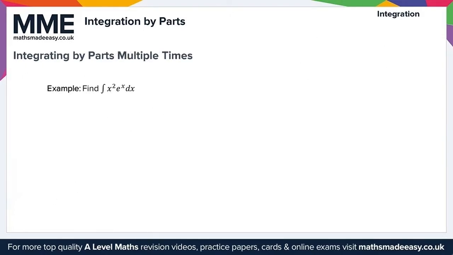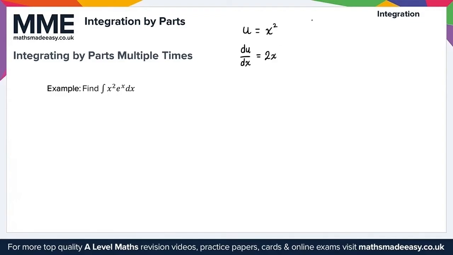And finally, taking a look now at integrating by parts multiple times. In this example, we're asked to find the integral of x squared times e to the x. As this is a product, we're going to need to use integration by parts. So let's define our u, which in this case we can set as x squared. That's easier to differentiate. That gives us x squared for u, and if we differentiate that, du by dx is simply 2x.